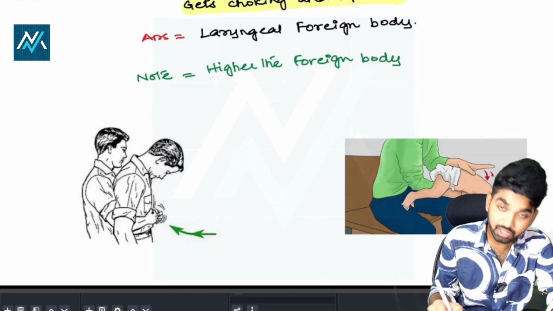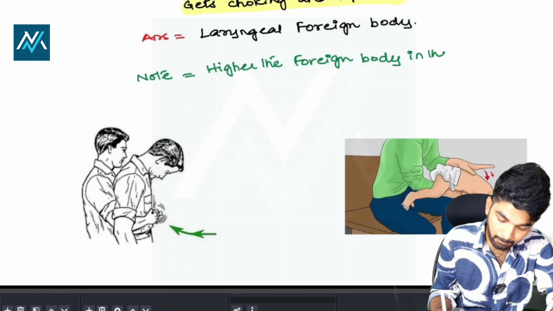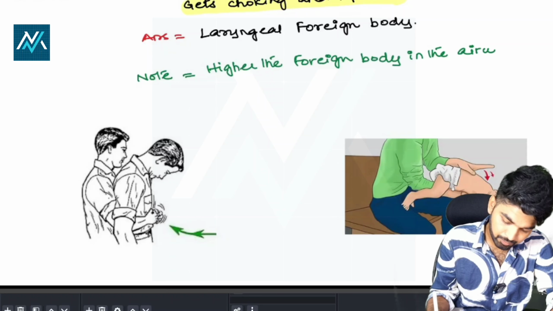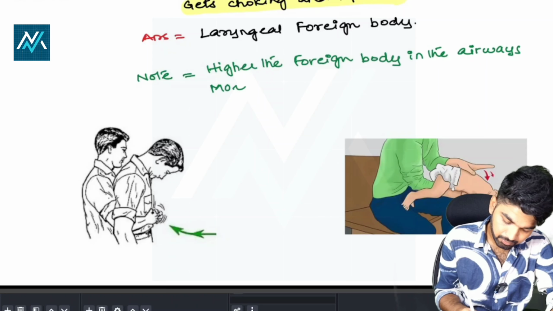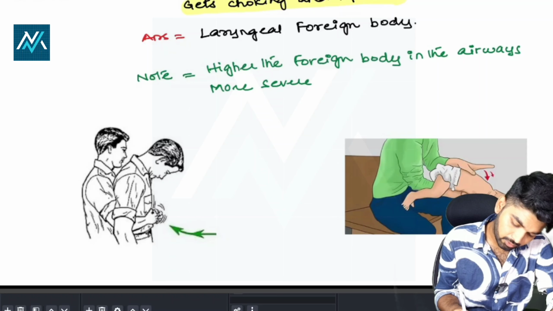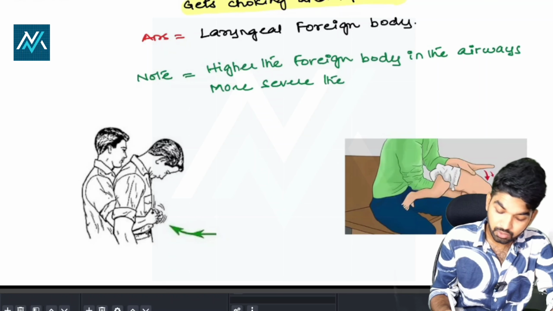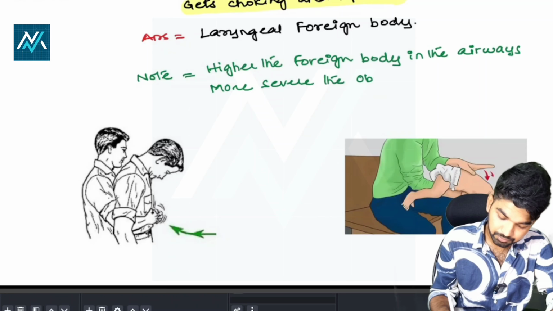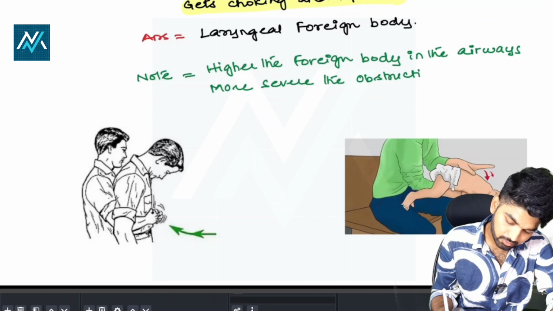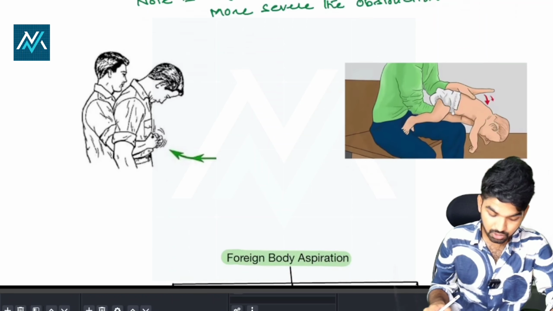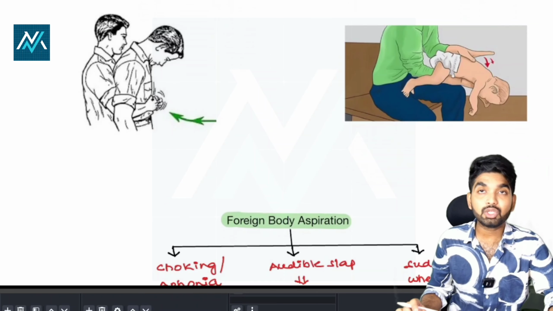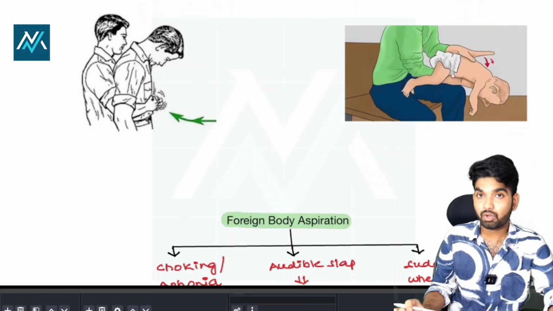Higher the foreign body in the airways, more severe the obstruction. More severe the obstruction. Very, very important. So now quickly tell me, how are you going to manage a laryngeal foreign body?